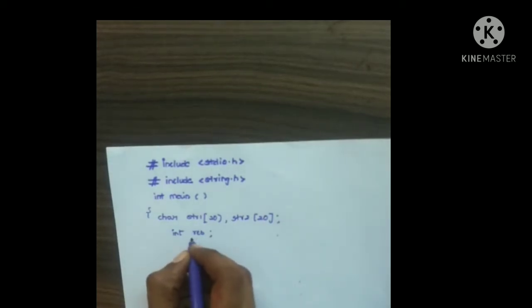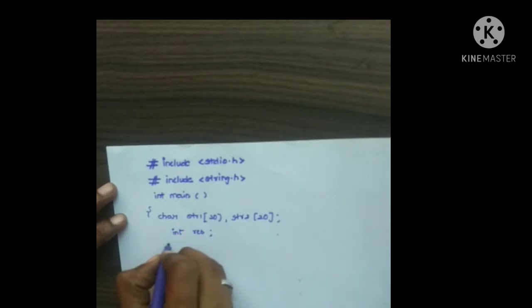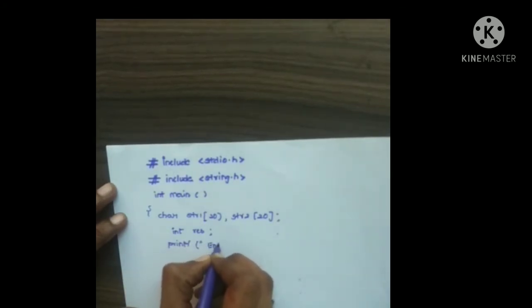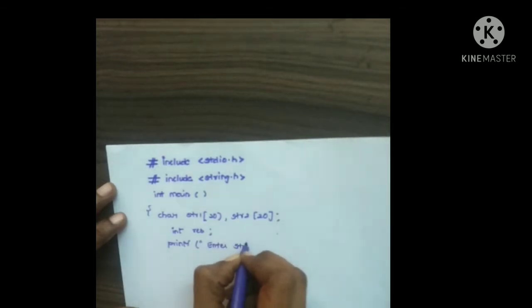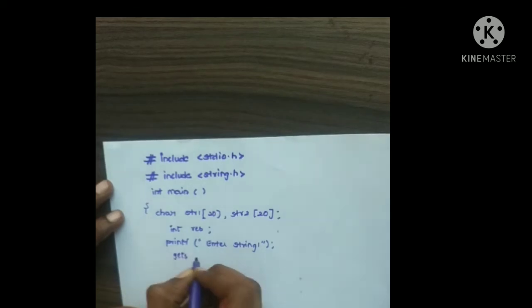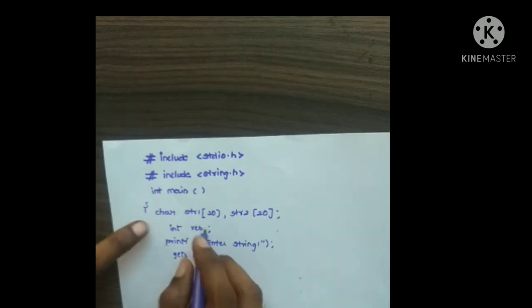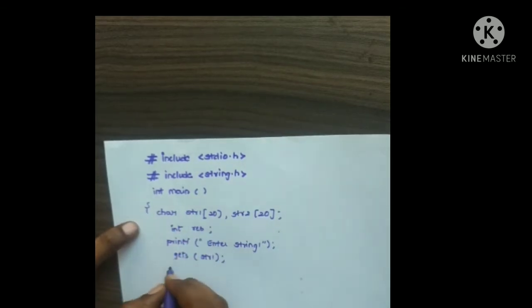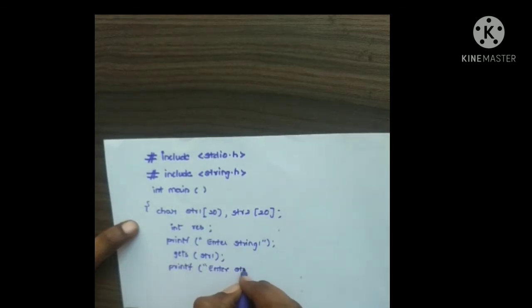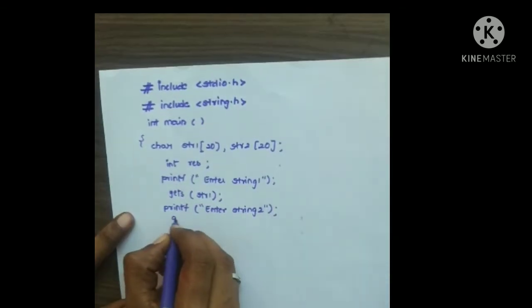Here, printf "Enter string 1". It displays the message like this, and we have to scan that string as str1, because I have declared it as str1 here. And printf "Enter string 2". Again I am using the gets function to read string 2.